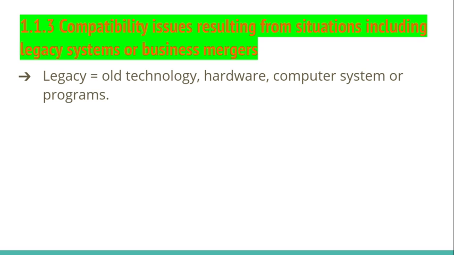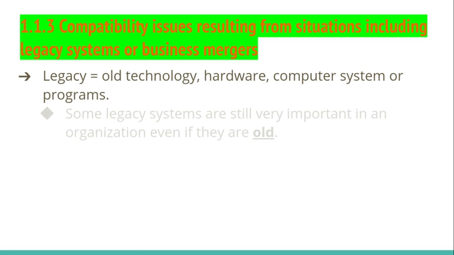So, a legacy system is old technology. It could be hardware, so old computers, old servers. It can be software programs, anything that's old that has not been updated. And legacy systems have their place in an organization, and we'll soon find out why.